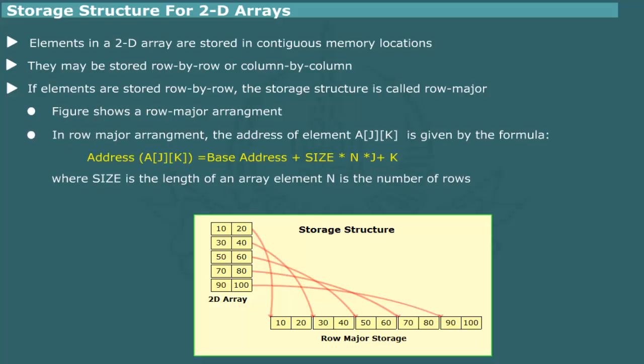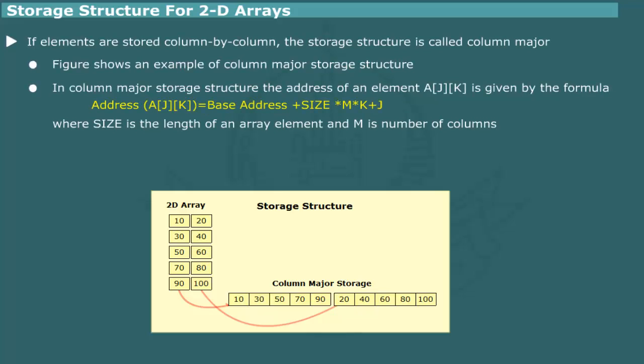For a row by row arrangement, the address of an element A[J][K] in an array consisting of n rows and m columns is given by the formula. In this formula, base address is the storage address of the first element A[0][0] and size is the number of bytes allocated to an array element. It is assumed that both the indexes have 0 lower bounds. For column by column arrangement, the address formula is.